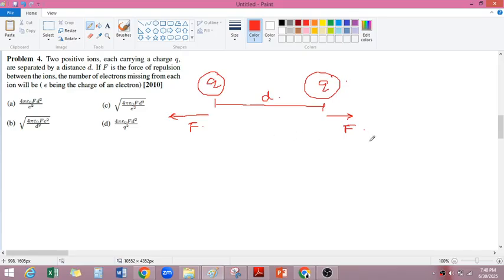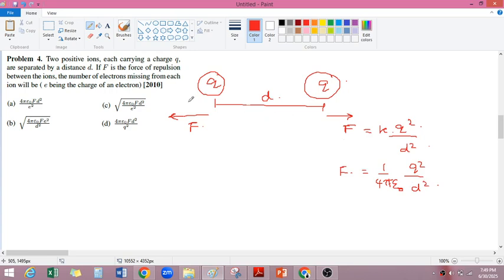So F is equal to KQ squared by D square. K is 1 by 4 pi epsilon naught. Q squared by D square. So if I want Q, what should I do? I should bring it on this side, right?